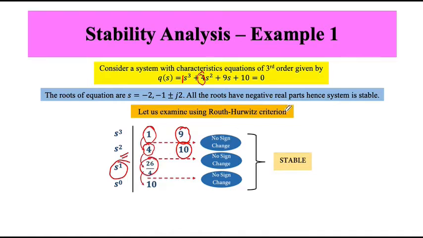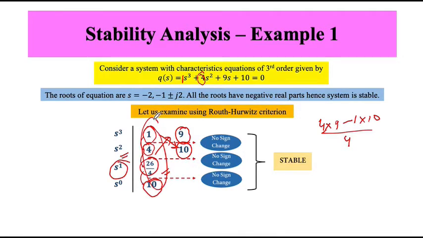Okay, so 4 times 9 minus 1 times 10 divided by 4. So 4 into 9 minus 1 into 10 divided by 4. So I get the number here, 26 by 4. Then 10 here, just by looking at the formula for Bn minus 1, Cn minus 1 in the previous slide. Okay, so what question do I ask? I just look at this column.